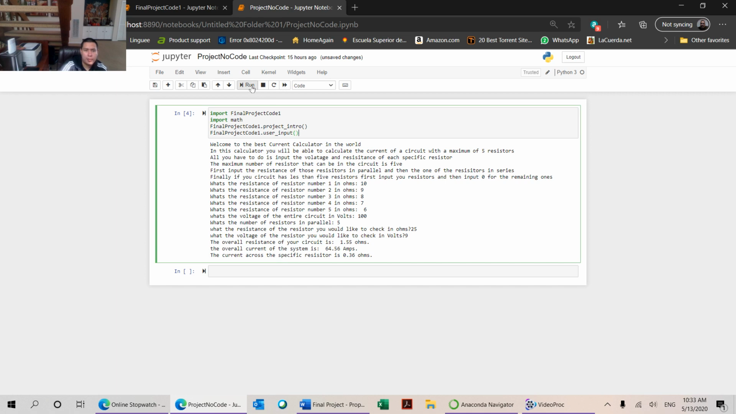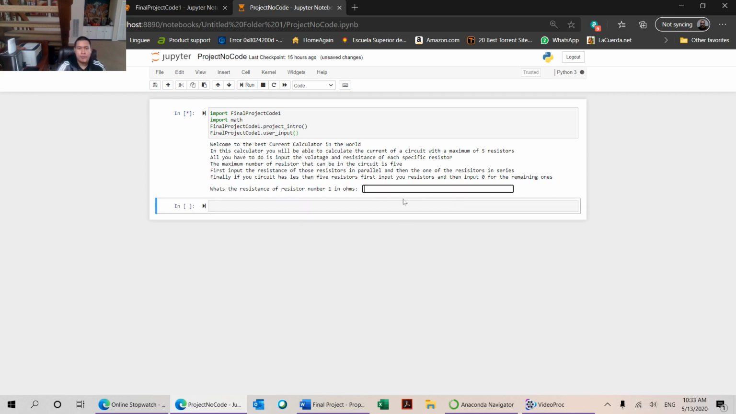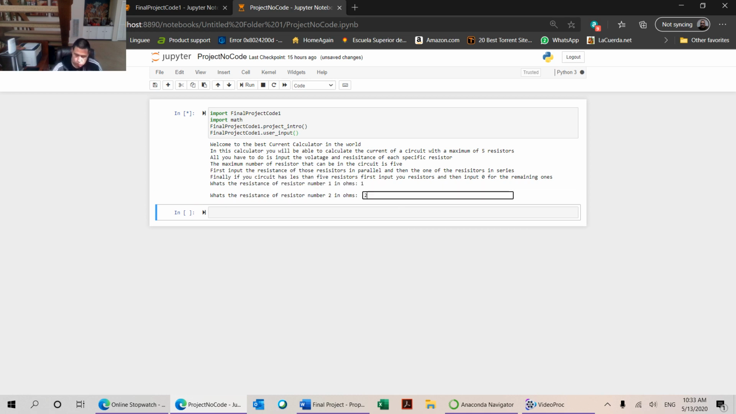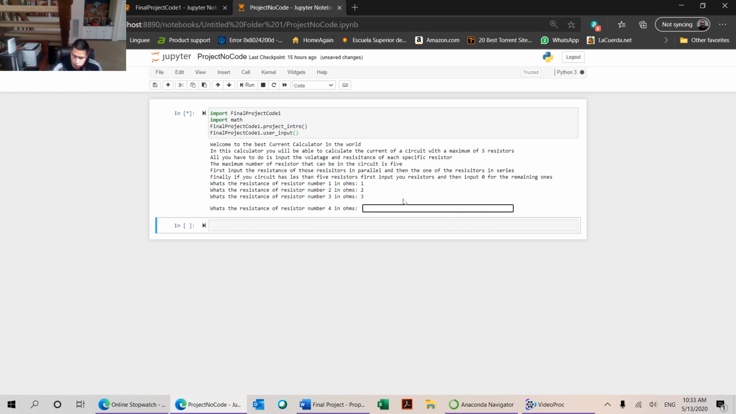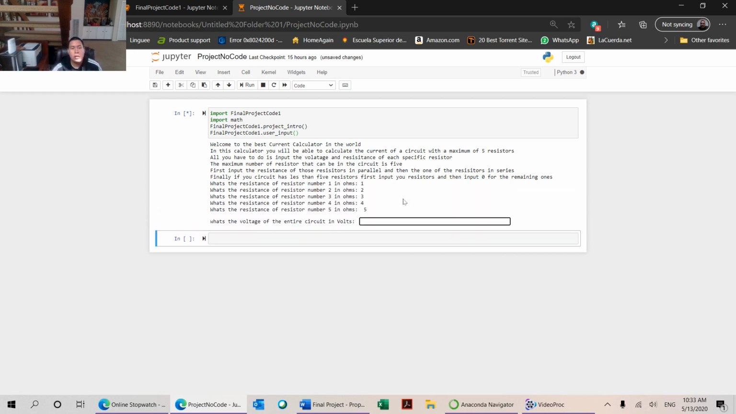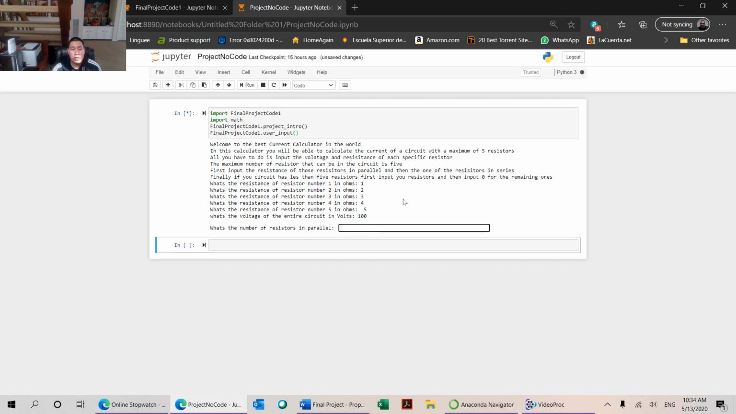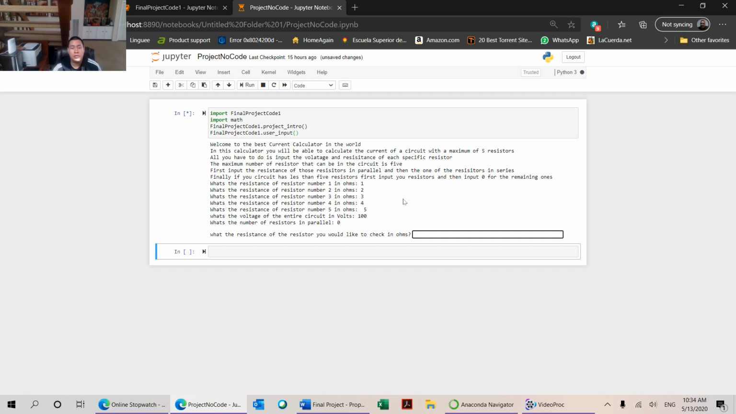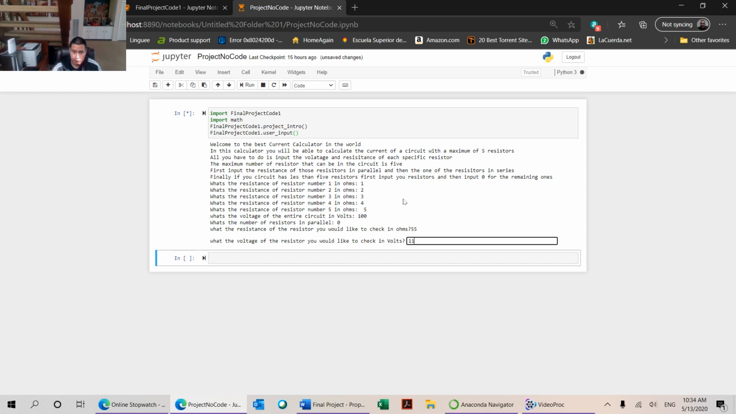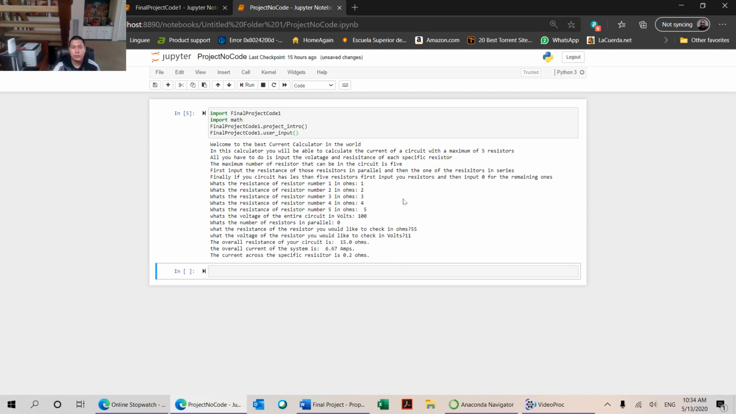And let's do one more and that's it. Let's do a different number this time. Let's go 1, 2, 3, 4, and 5. What's the voltage across the resistor? Let's go with 100. What's the number of resistors in parallel? Let's go with 0. There's no resistors in parallel at all. Resistance of the resistor you'd like to check, let's go with 55, and let's go with 11 for this one. Let's go with easy math.